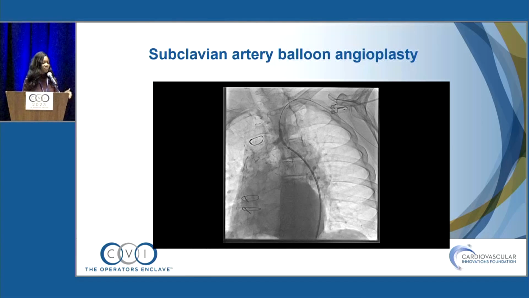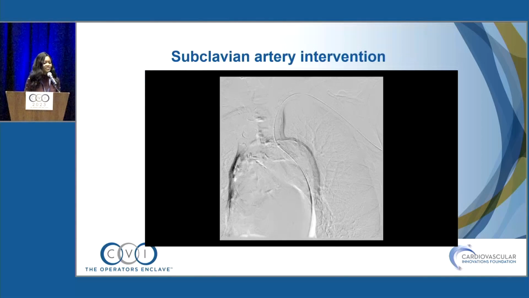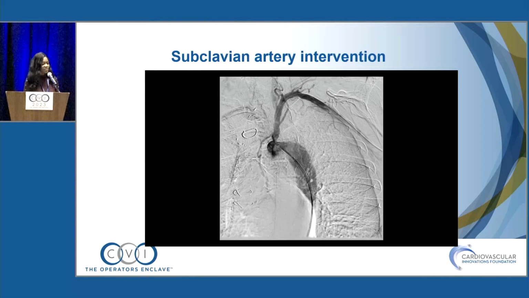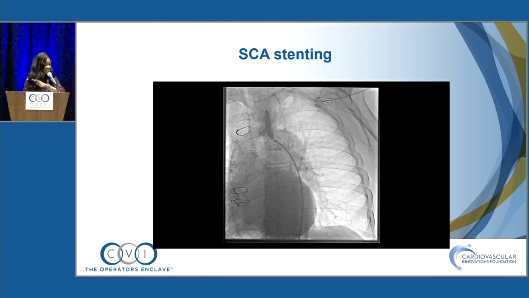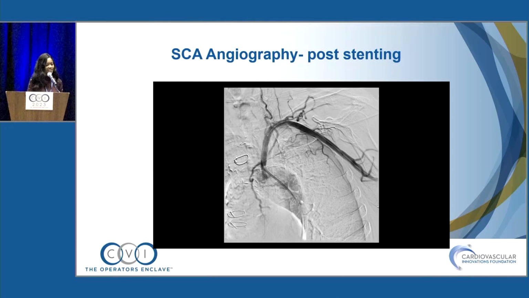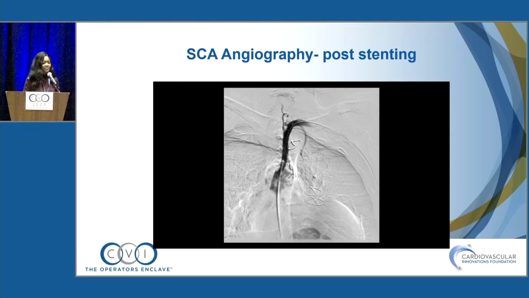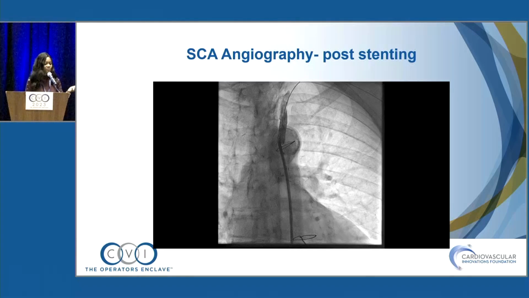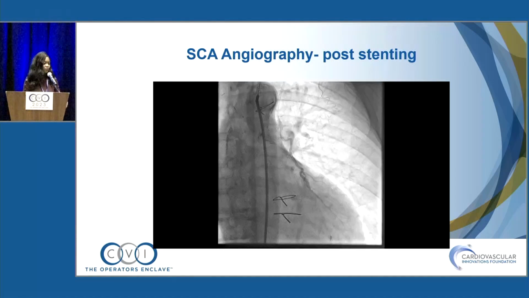So that's us using the buddy wire technique. And this is us with the balloon angioplasty. And this is after the balloon angioplasty. And then we put the VBX stent. It was a balloon expandable, covered stent. And after that, there was good flow. This is post-stenting. And the next one was when we checked the LIMA runoffs, it had good flow.